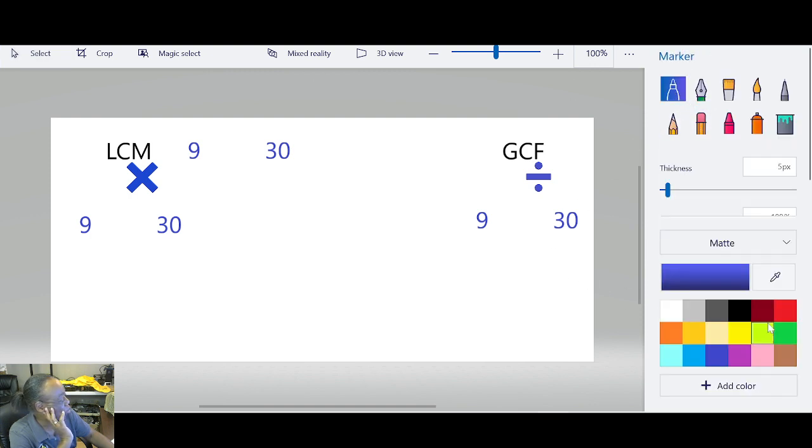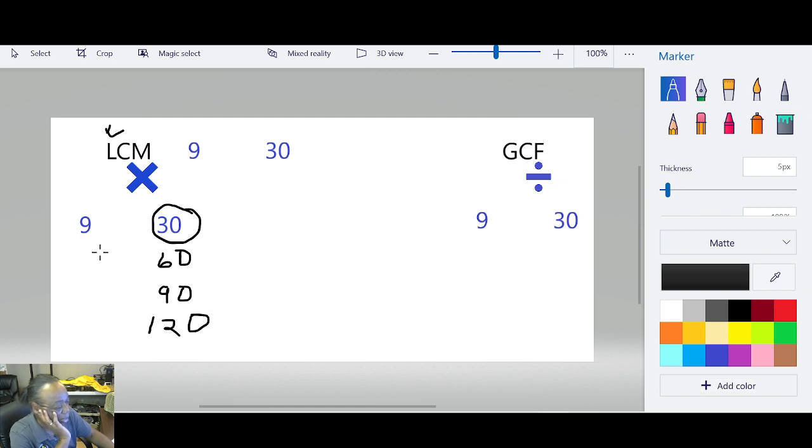So, even though this is least, we're going to start off with the 30. My 30 timetables will be 30, 60, and then there's a 90 and a 120. I'll stop there. If you start off with the biggest number, you don't really have to go too far before you find a number that is also in the 9 timetables. Out of all of these, the 90 is the one that's in the 9 timetables. So I'll stop right here and say this is my LCM, which is the 90.